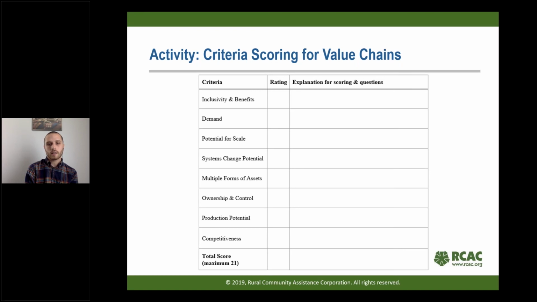Now we're going to take a look at the criteria score activity handout. It's a scale of 1 to 3, where 1 represents low and 3 is high. You rate each category based on the potential impacts of your value chain. Use the category descriptions as guidance on what to consider for your rating. Explain your choices next to your rating. This is an important and useful tool for value chains, but also any enterprise you're working on or considering. You can keep using this in the future for other projects as they arise.